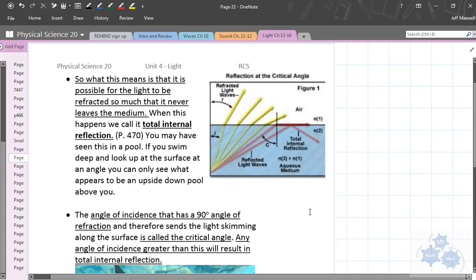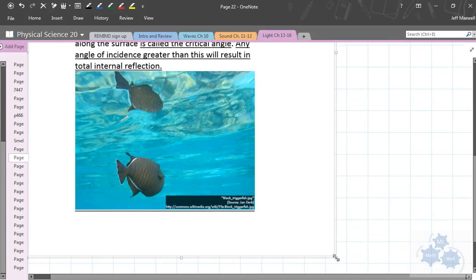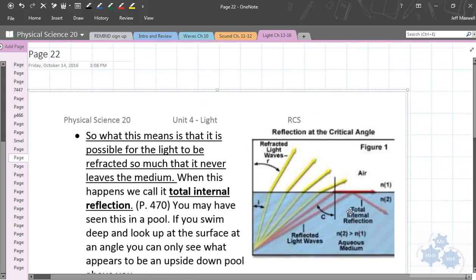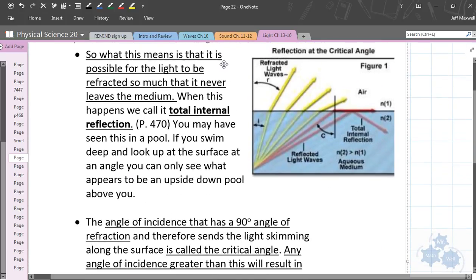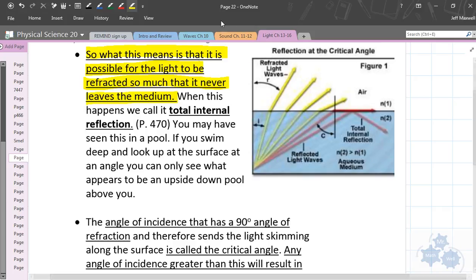I'll make this just a little bit bigger here for you. I got some cool pictures there. This is what this means: it's possible for light to be refracted so much that it never actually leaves the medium. You want to copy this entire sentence down, okay? It is possible for light to be refracted so much that it never leaves the medium. When this happens, it's called total internal reflection.